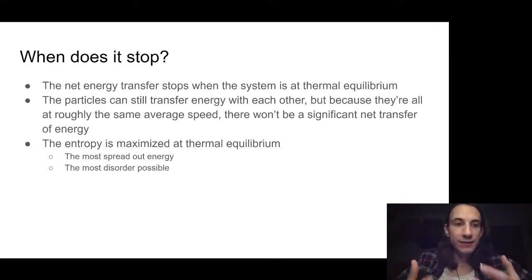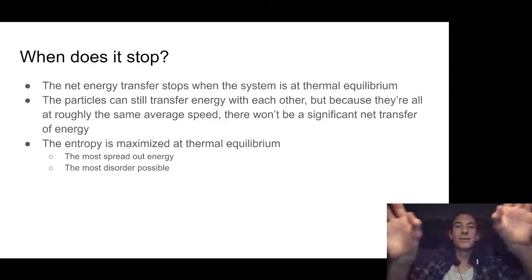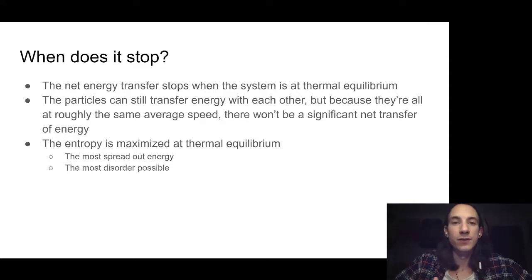And if we think about when it stops, we talked about this before, it's going to stop when the net energy transfer stops, when the system is at thermal equilibrium. So when we're at thermal equilibrium, these particles can still transfer energy with each other, but because they're all kind of moving at the same average speed, we won't really have a net transfer of energy. If you have something moving at 5 meters per second and something moving at 5 meters per second, they collide with each other, they'll just both bounce off at 5 meters per second. Sure, maybe we'd have a slower particle collide with a faster one, but as a whole, we have so many particles, overall there's not going to be this significant net transfer of energy.